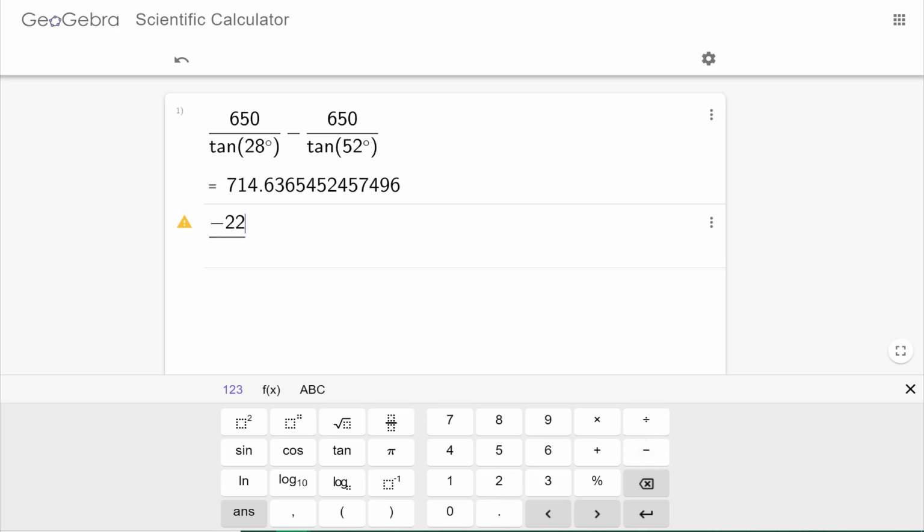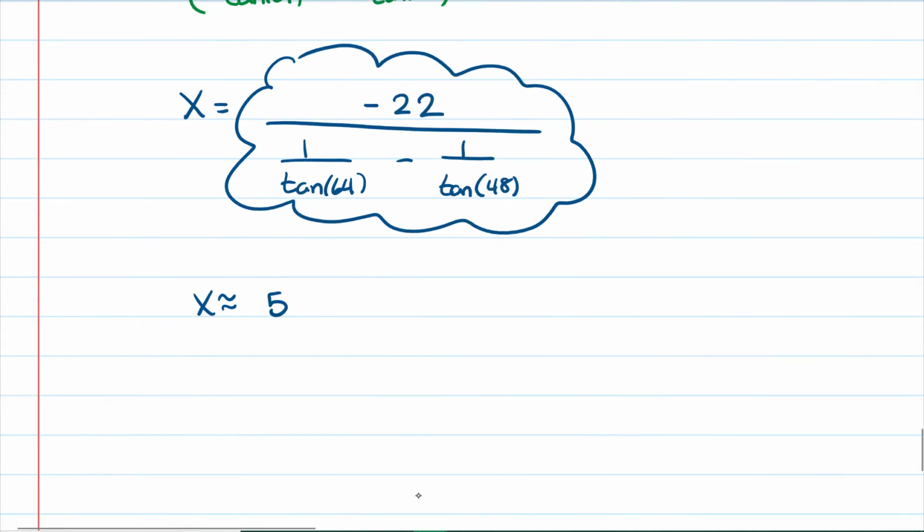So it's negative 22 divided by, I need another fraction, 1 over tangent of 64 minus 1 divided by tangent of 48. And I push enter. So I get 53.31. So x is about 53.31. And I'm going to round that to the nearest tenth, and I get x is about 53.3 feet. So that means the height of the building is about 53.3 feet.